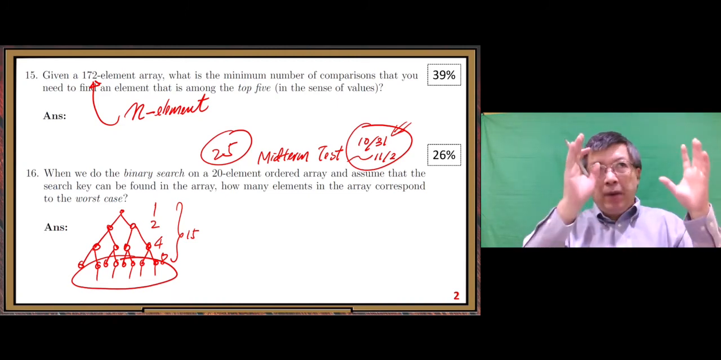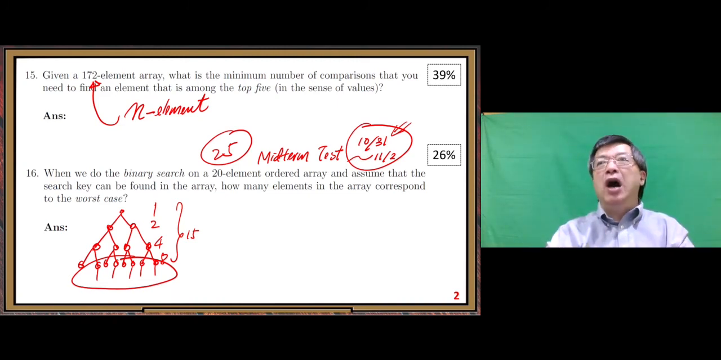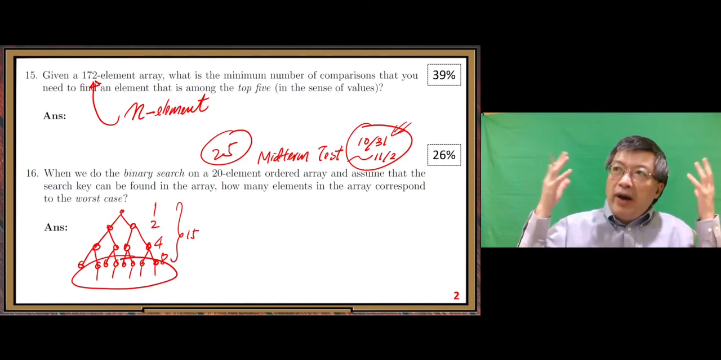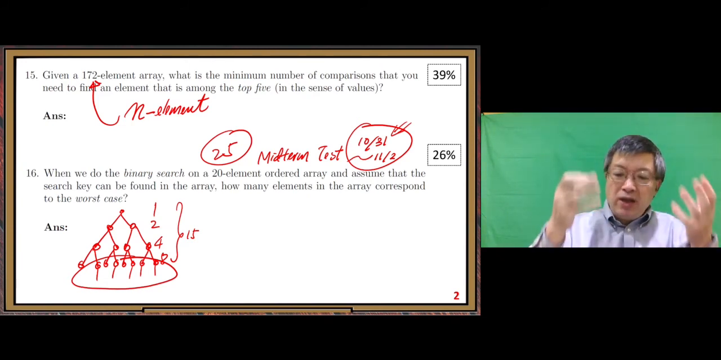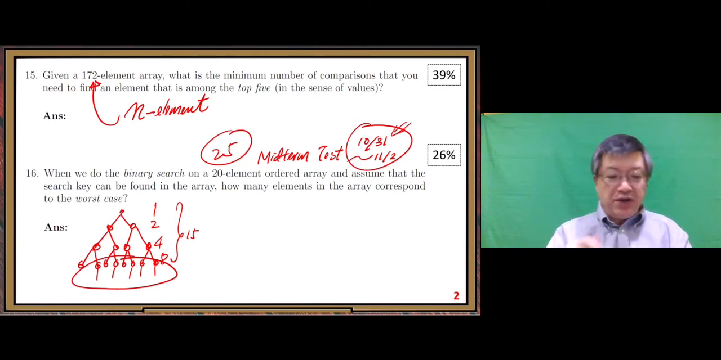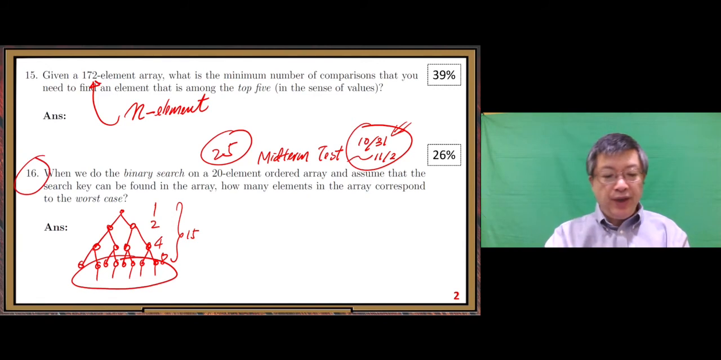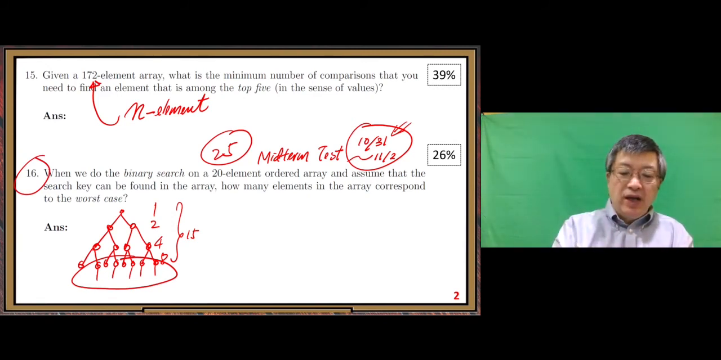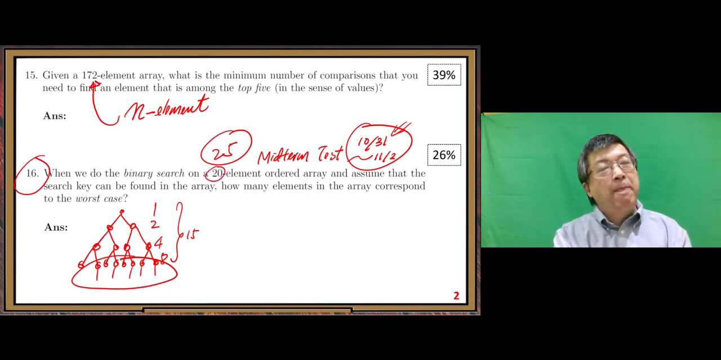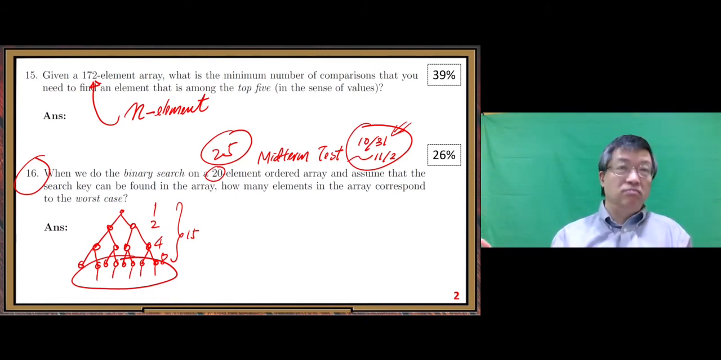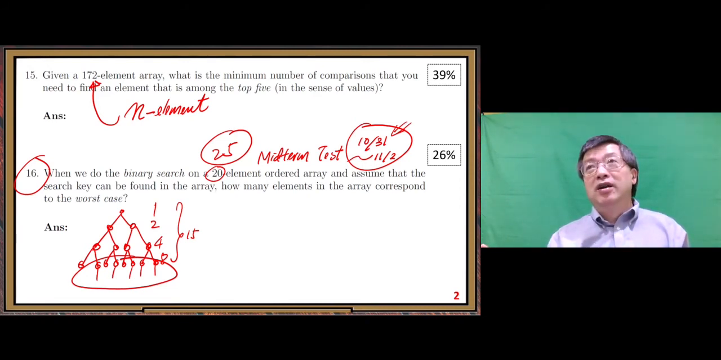Now, here I'd like to give you an example. How do I modify our existing questions to make the midterm questions? I use this question as an example. Here, 20 elements, right? Can I change 20 to another number? I can change it. If I change it, that's a new question, but the way to solve it is exactly the same.